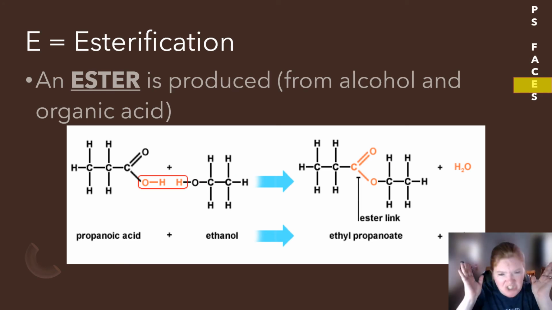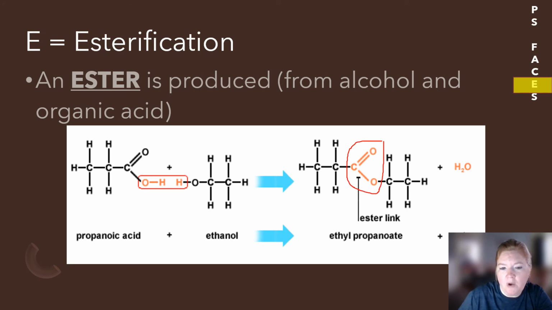Esterification, not shocking, is producing an ester. It uses an alcohol and an organic acid to do it, but that's not the important part. The important part is it makes an ester. How will you know it made an ester? You have to look for the functional group of an ester, or that this is the name of an ester. Okay, that's it. Esterification, making an ester.